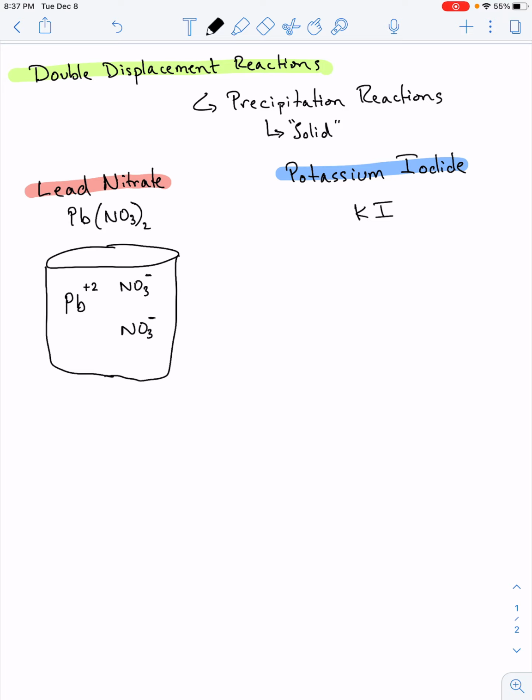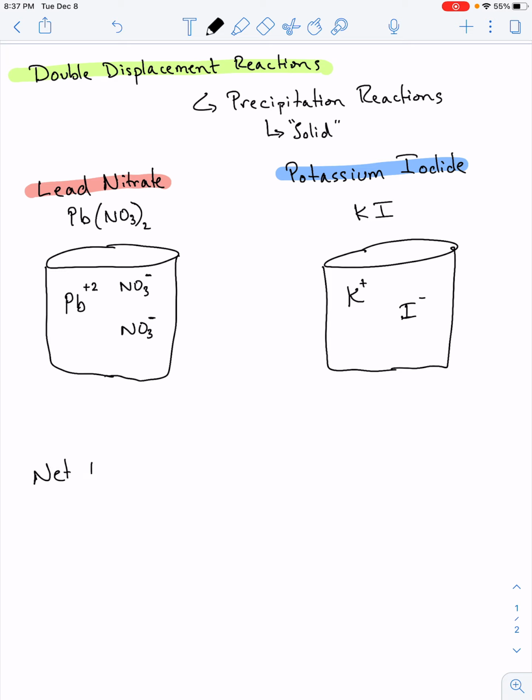And for my potassium, I'm going to do the same thing. I'm going to draw my individual beakers. Potassium has a charge of +1. Iodine has a charge of -1. And so now I've gone ahead and really isolated my beakers, and I know the particle diagrams that are being represented here. One of the things that you're asked to do is to find the net ionic equation, all right?